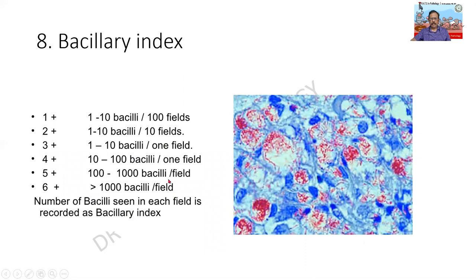And there is something called the bacillary index. So bacillary index depends on the load of the bacilli. It is given over here. You people can go through it. And accordingly, it can be from 1 plus to 6 plus. In 6 plus, there are more than 1000 bacilli per field. Probably this is 5 or 6. I find that there are multiple bacilli found within the foamy macrophages, stained with the acid fast stain.